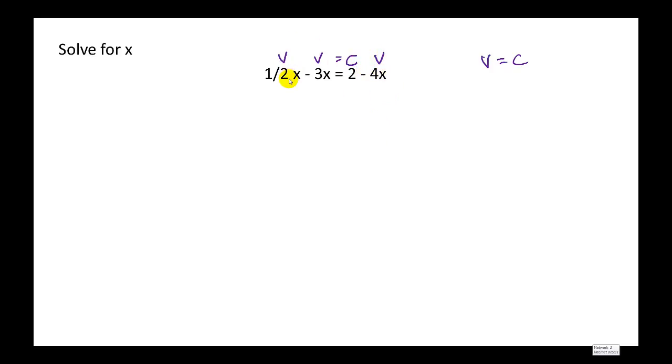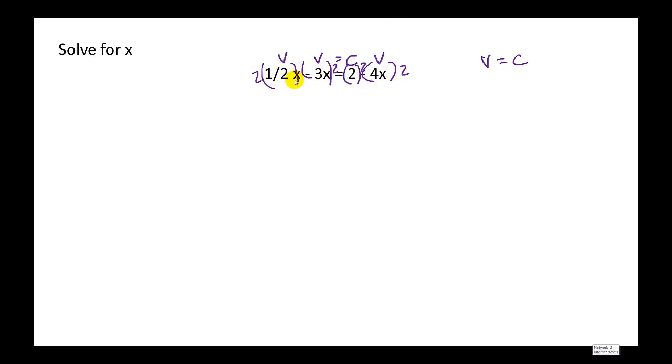Well, let's start off by combining like terms. We have two variable terms on the left side. We have 1/2 x minus 3x. Let's get rid of the fraction. So I'm going to multiply all terms by the denominator, which is 2. So I'm going to multiply all terms by 2, even the constant.